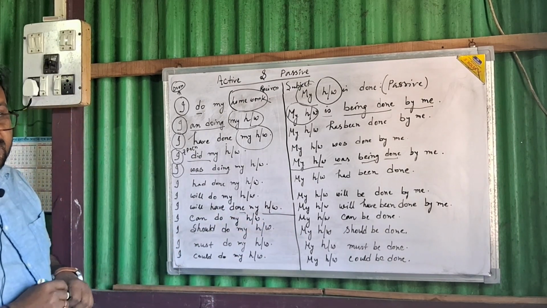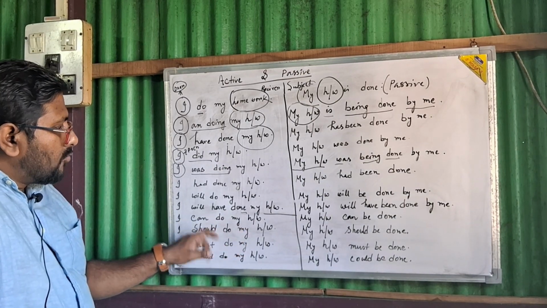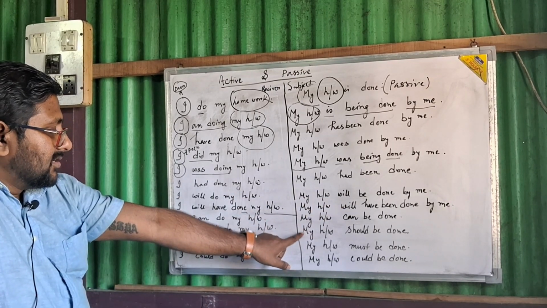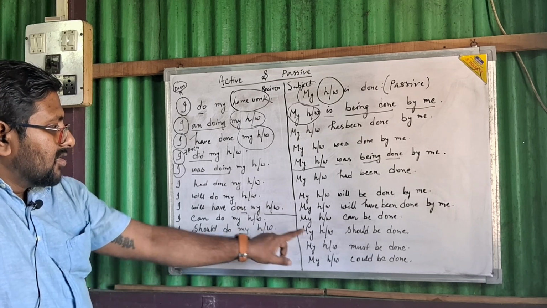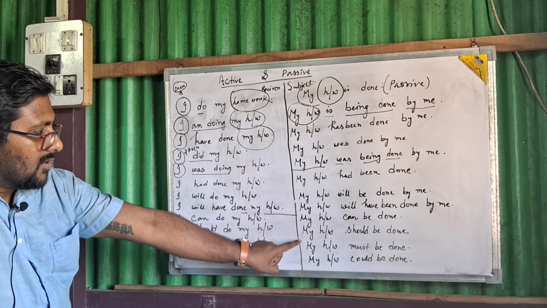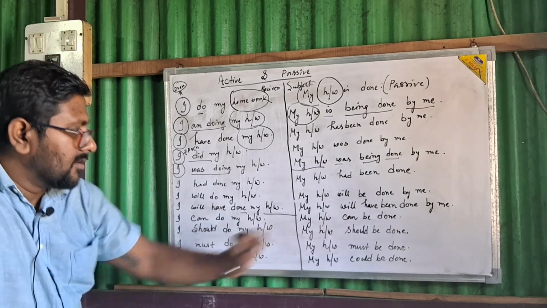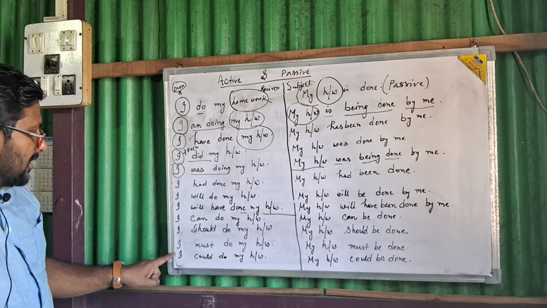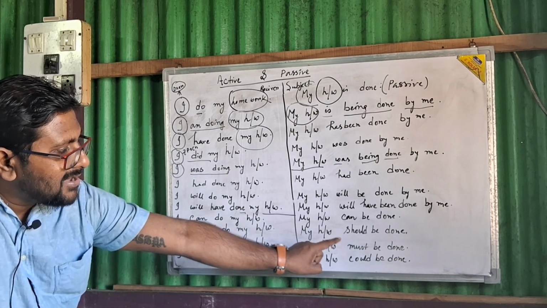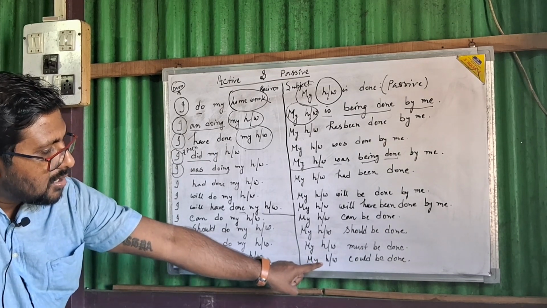Now let's talk about a few modals. Now, I can do my homework. So "I can do my homework" we can change to "my homework can be done". Once again, I made this active voice's object the passive voice's subject. I should do my homework. Once again, the same rule I have applied, and I am putting: my homework should be done by me, or you may not put "by me". I must do my homework, and here what I'm doing: my homework must be done. Similarly, I could do my homework: my homework could be done.